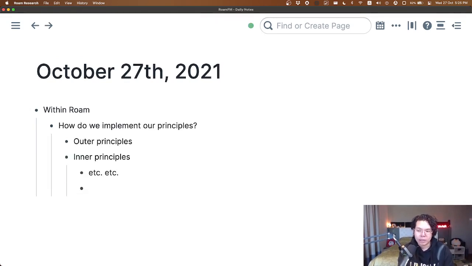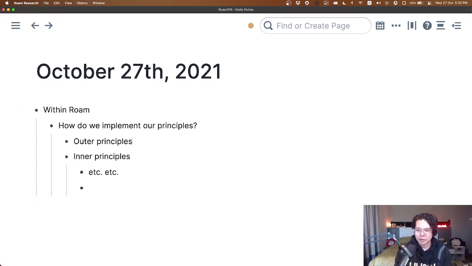So when we think about principles, we think about things like, what are the things that I should put in my knowledge graph? What are the things that I should write about in my knowledge graph? Oh, I shouldn't be showing that. That's Roam 42. So how do we implement our principles?